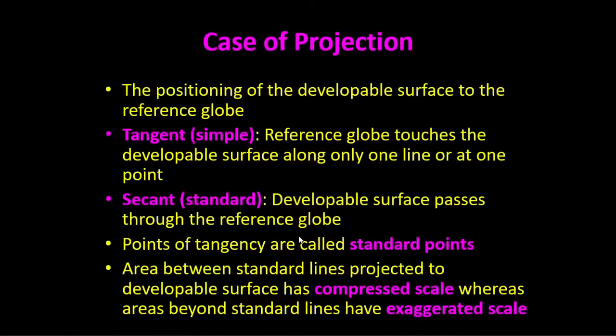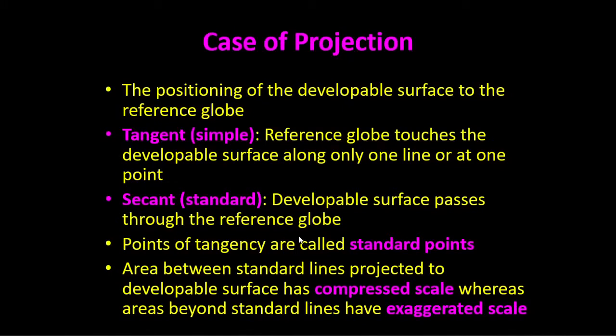And there are two different ways in which we can further classify projections. First off, we have the case of projection, and that's the positioning of the developable surface relative to the reference globe. So the first one is called a tangent. That's where the reference globe touches the developable surface along only one line or at one point.